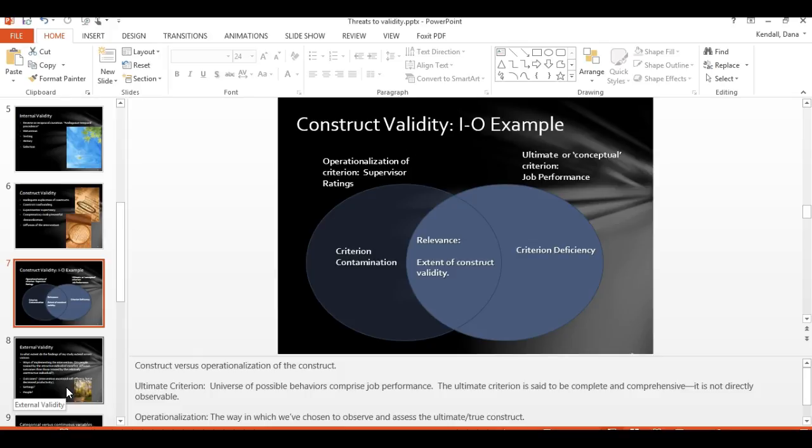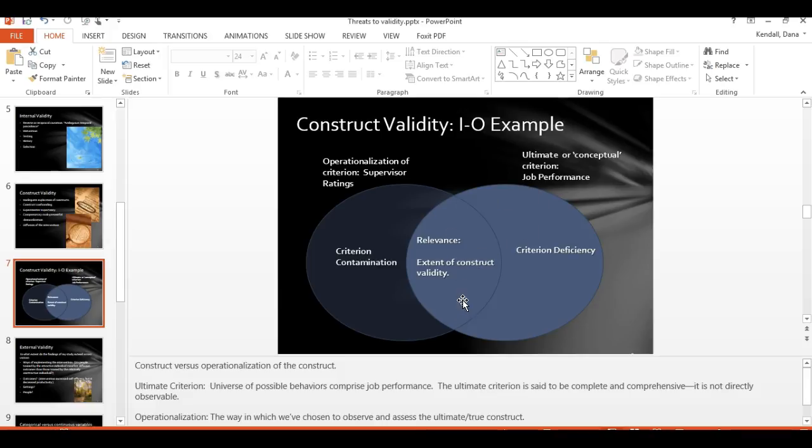Okay, so construct validity, an IO example here. So we have this Venn diagram. I love Venn diagrams where we have circles and they overlap. And so I just want to explain to you what it means to have good construct validity from a contamination and deficiency perspective.